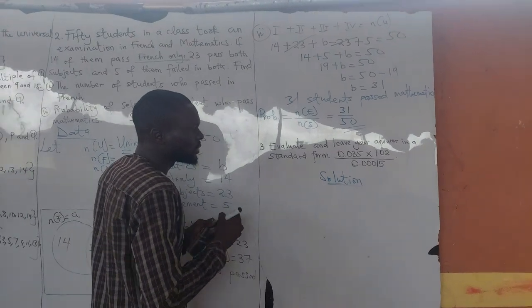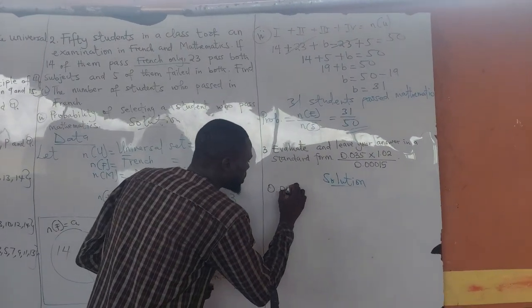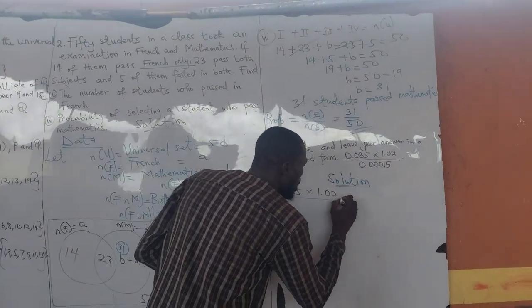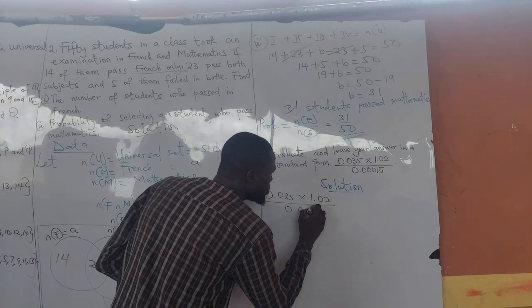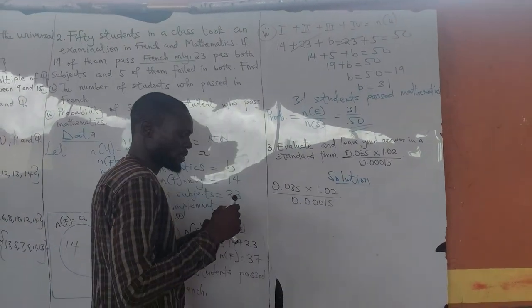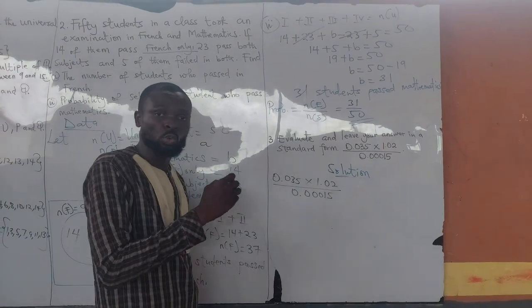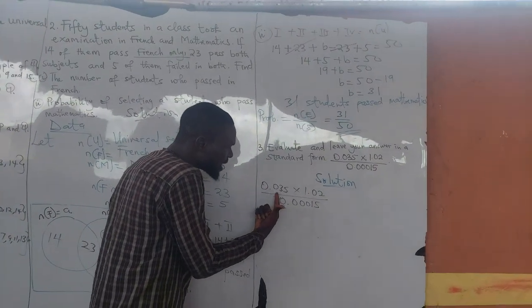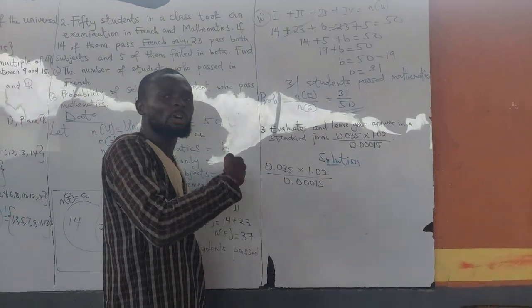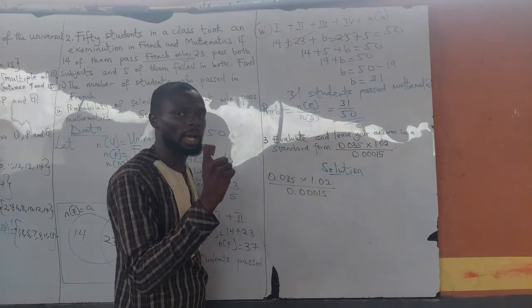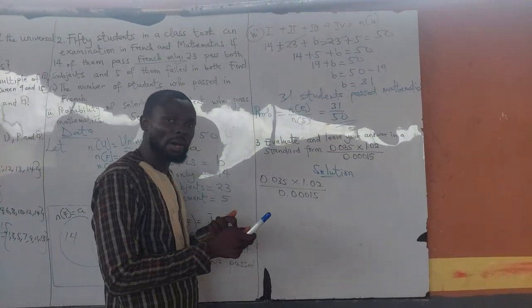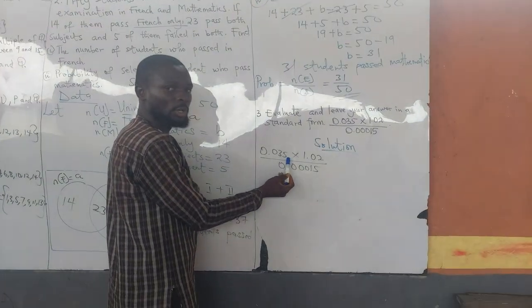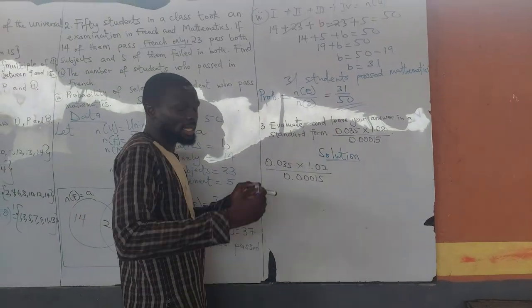I've been given the question 0.035 times 1.02 all over 0.00015. Now, this is what we have to do, which will make the calculation very simple. Let's write 0.035 as a whole number. In writing it as a whole number, we are going to shift the point to the right of the 5, so that we'll get 35.0, which is the same as 35.